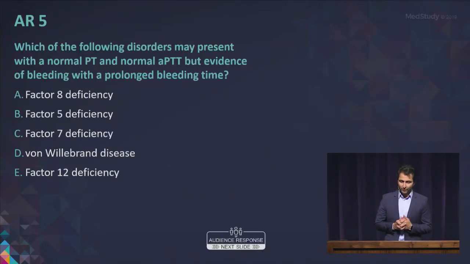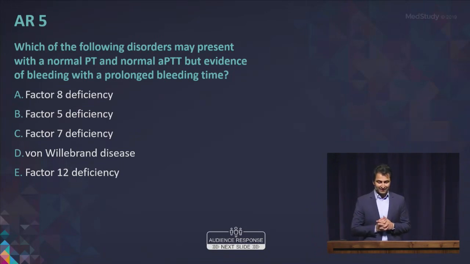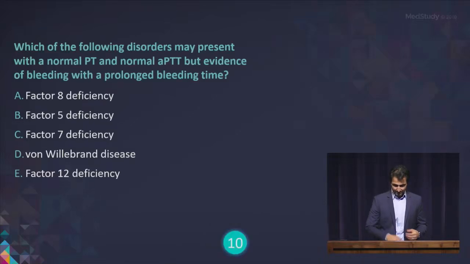Okay, which of the following disorders may present with a normal PT and normal PTT, but evidence of bleeding with a prolonged bleeding time? What do you guys think?